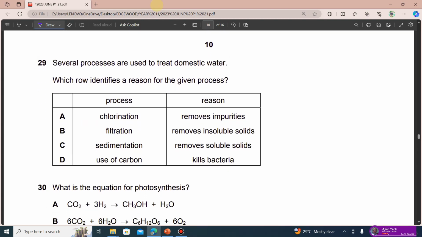29. Several processes are used to treat domestic water. So which rule identifies a reason for the given process? Now, the essence of chlorination is not to remove impurities, it is to kill germs. Okay. Filtration is to remove insoluble solids. Yes. Sedimentation to remove soluble solids. No. Use of carbon to kill bacteria. No. So option B is the answer to this.